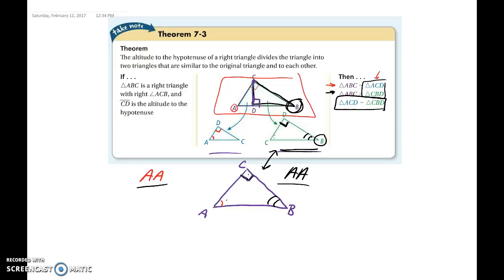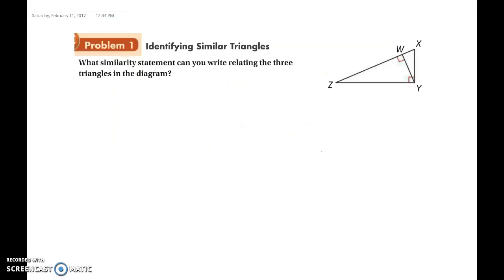Now we're just going to do one example on our own, and that's it for this video. What similarity statement can we write relating the three triangles in the diagram? Here we have our main overall triangle, which I'm going to highlight in yellow, XZY. We have a right angle, so we know it's a right triangle. Then they drew an altitude going from our right angle to our hypotenuse. So now we have these three triangles, and I'm going to draw them all off to the side.